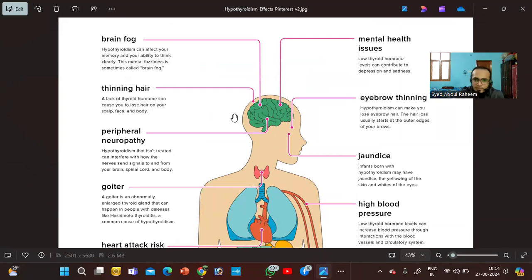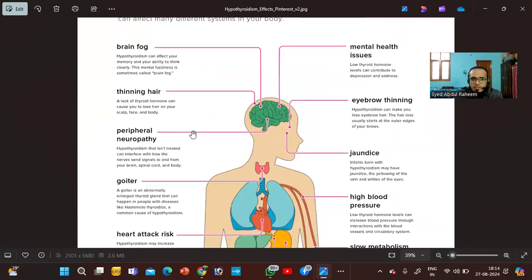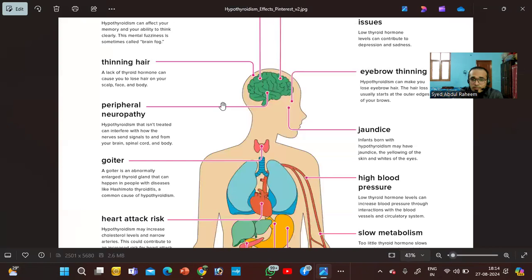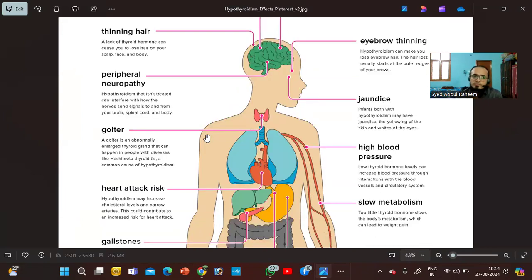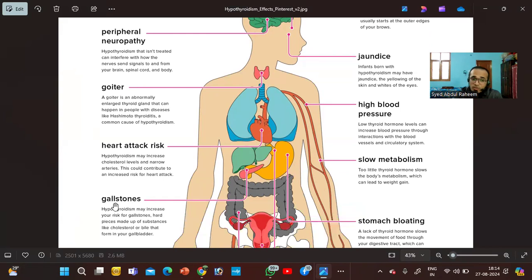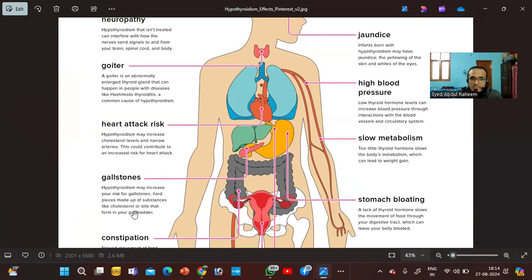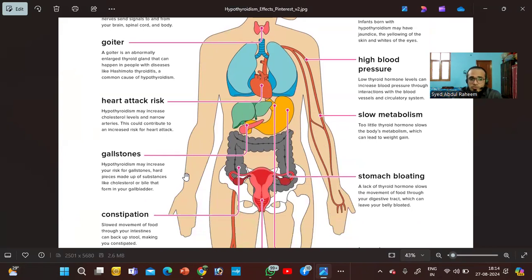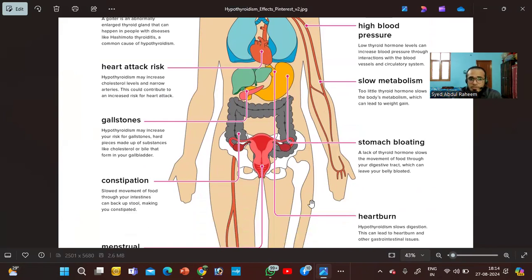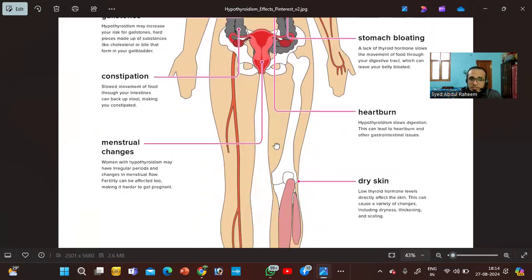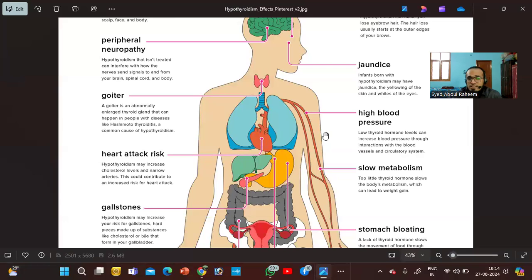And hair thinning. Hair becomes thin because of the low amount of hormones, metabolism disorder, peripheral neuropathy. Okay, and they have numbness. And goiter, the size of the thyroid gland increases. Heart attack risk also increases. They have a chance of gallstones. Because of the metabolic disorder they have constipation. And female menstrual cycle changes will be seen.